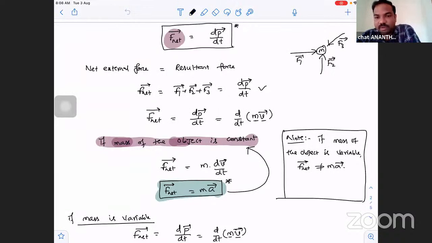And if the object mass is constant, see, I wrote the condition that the object mass is constant. That means mass can be variable also. Mass of the system can be variable. Mass of the object can be variable.